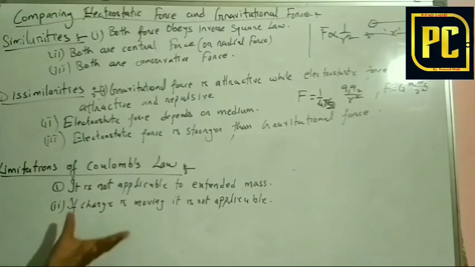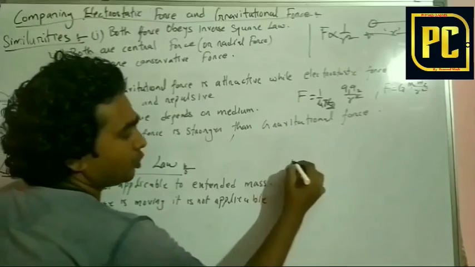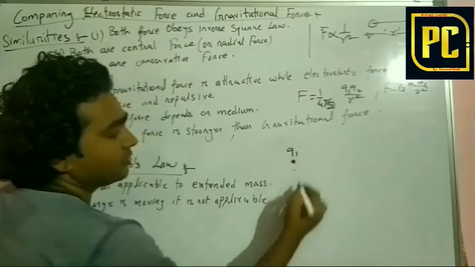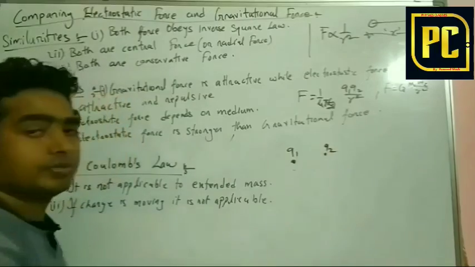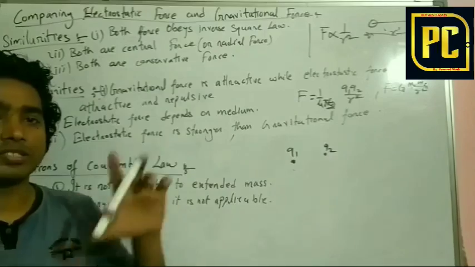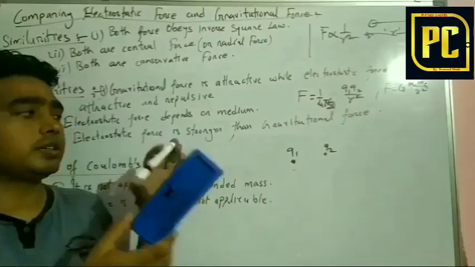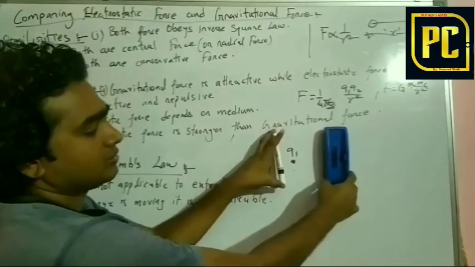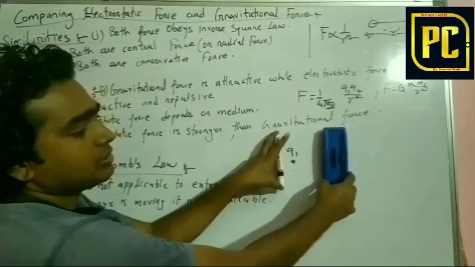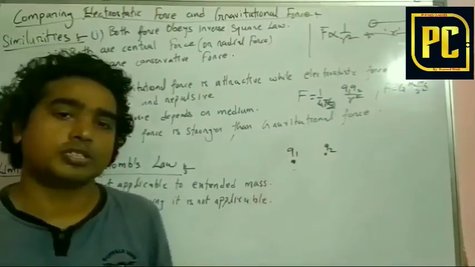Now next we have the limitations of Coulomb's law. First, it is not applicable to extended masses. Whenever we have point charges, this is applicable. But if I have some extended mass like this marker or this duster, it is not applicable. If I have two extended charges like this, it is not applicable in this case. So it is applicable only for point charges.